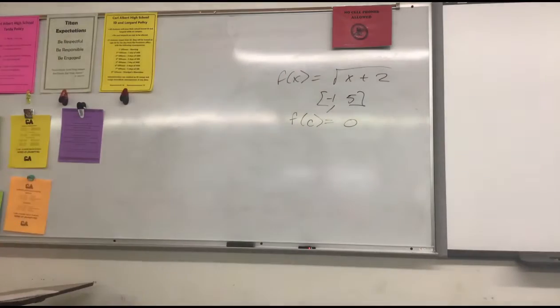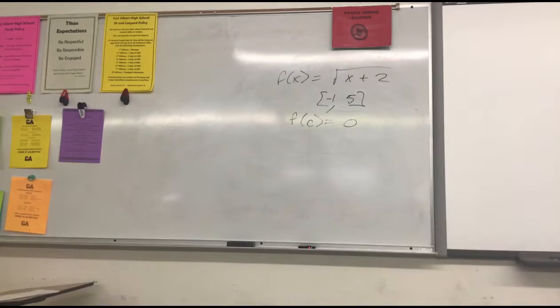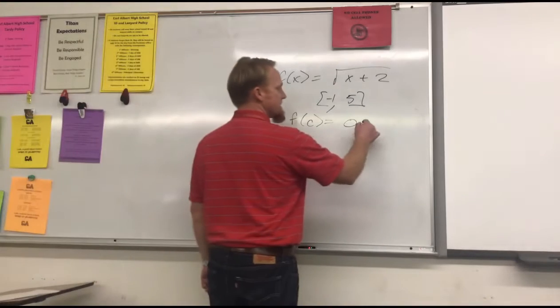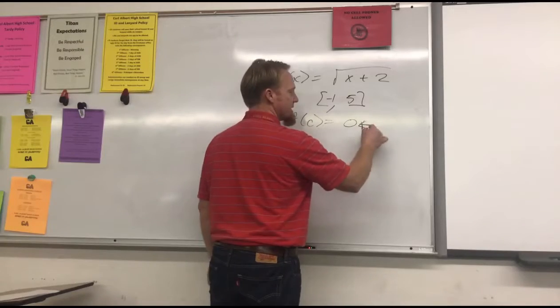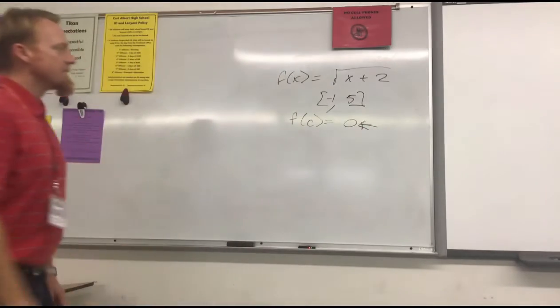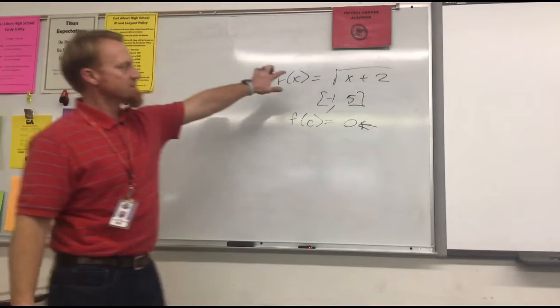Alright, so let's say my function is the square root of x plus 2. My interval is negative 1 to 5. I want to know, is there a y value that equals 0? Again, even though both of these problems have used 0 right here, you can put any number in there. What are my concerns with this radical?